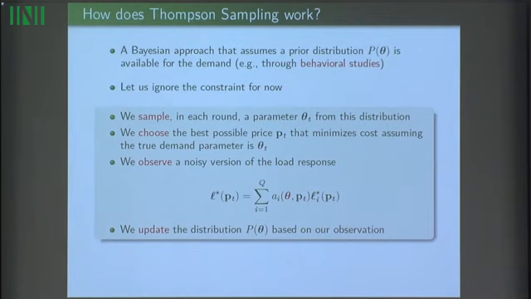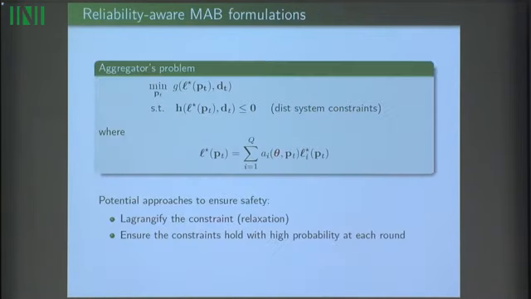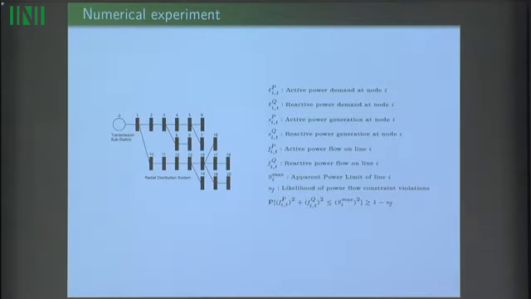Problem, I have that constraint, right? So how do I ensure grid safety as I am performing this experiment? The easiest thing we first thought about, which is really not great, is to Lagrangeify the constraint. Not good. The second one is to ensure the constraints hold with high probability, and we have specified conditions on the starting prior that can ensure Thompson sampling never violates the constraint as this algorithm progresses. I have maybe 5 more minutes, so I have timed this well.